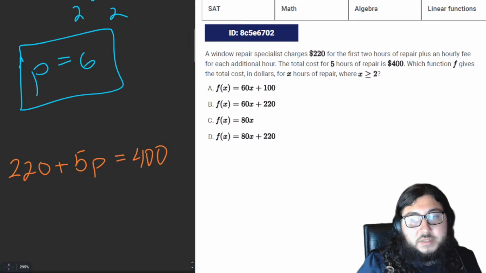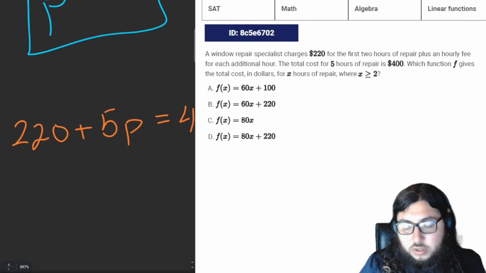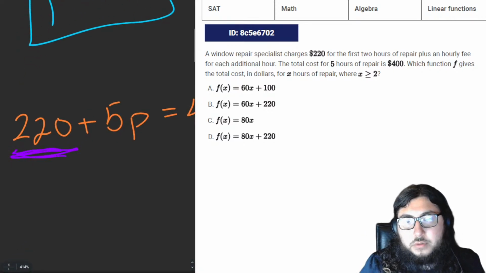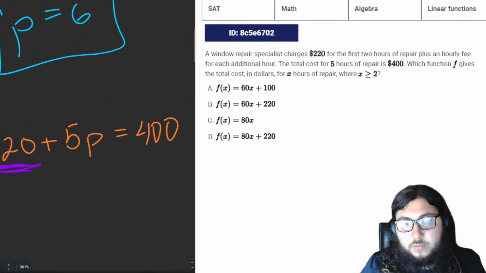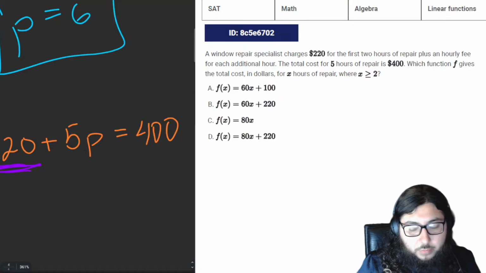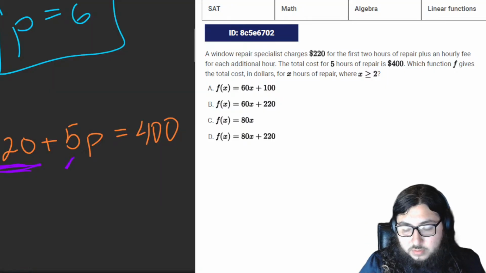How do we know to set it up this way? Well, we start with the initial cost of 220. And then we know that they're charging some hourly fee for each additional hour, as specified in the problem. For 5 hours of repair, this is where we plug in. Sorry, this is actually incorrect. We have to replace it with 5 minus 2, with 3.